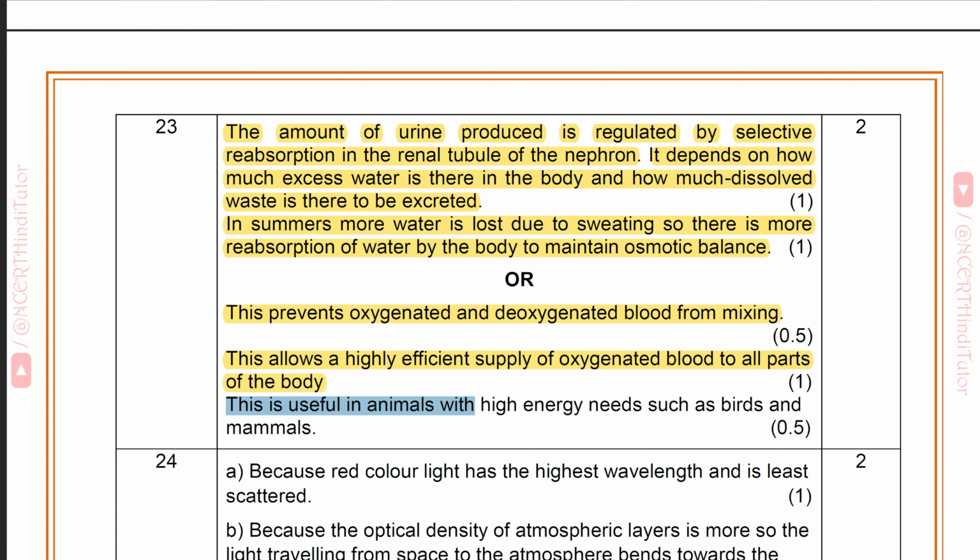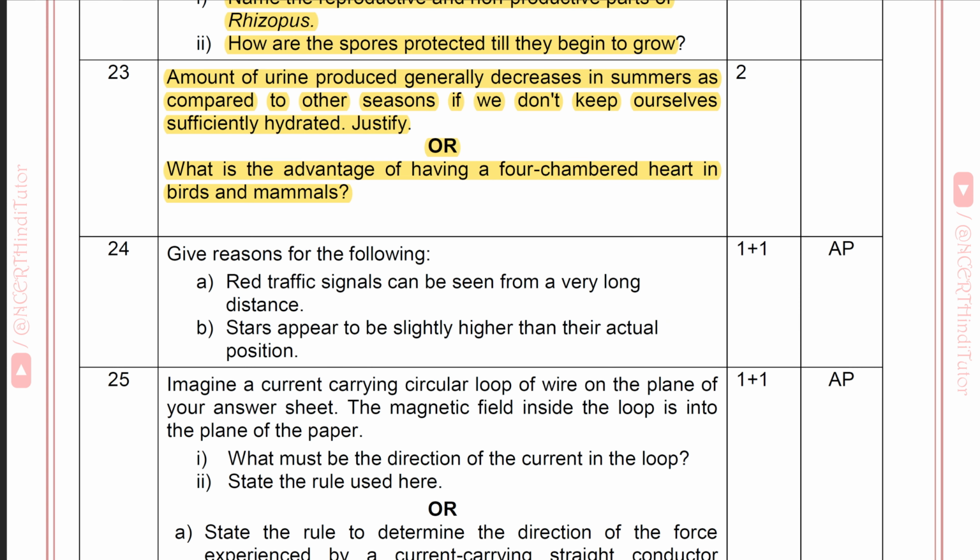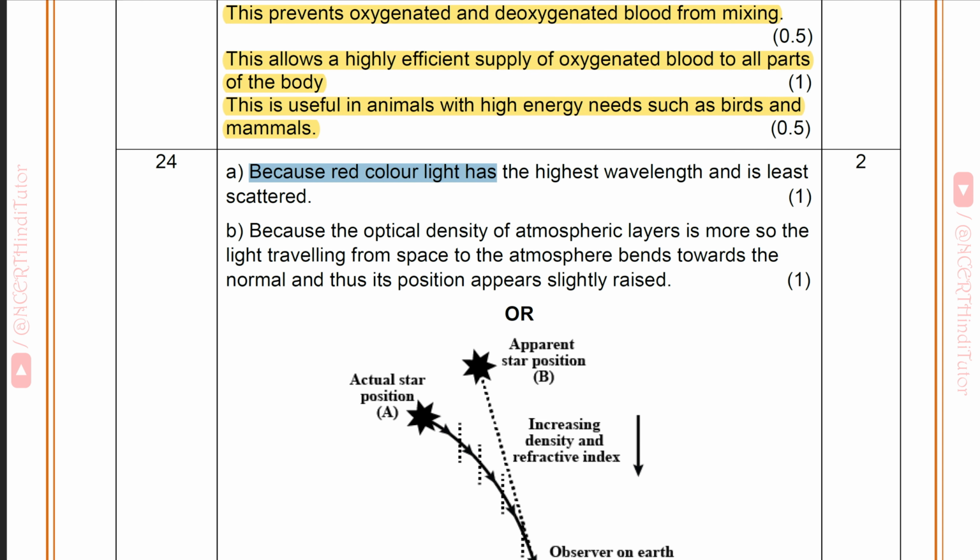This is useful in animals with high energy needs such as birds and mammals. Question 24. Give reasons for the following. A. Red traffic signals can be seen from a very long distance. Answer: because red colored light has the highest wavelength and is least scattered.